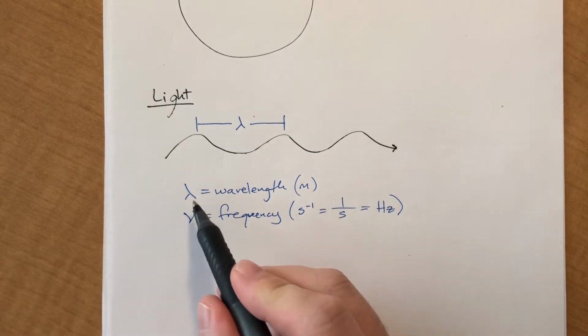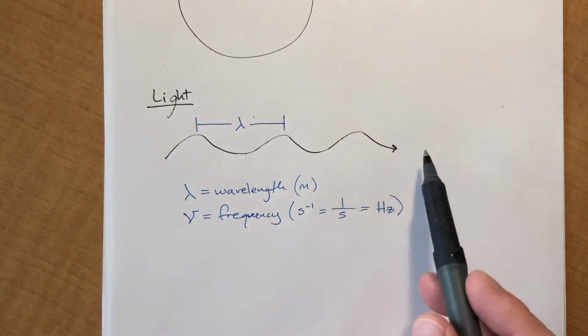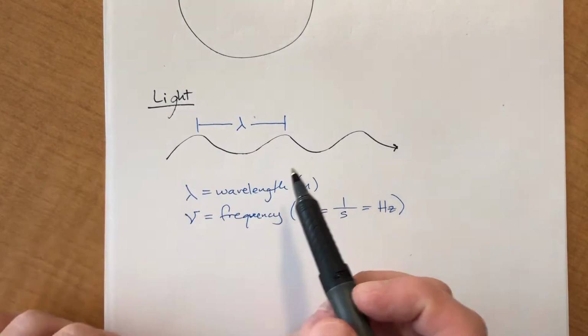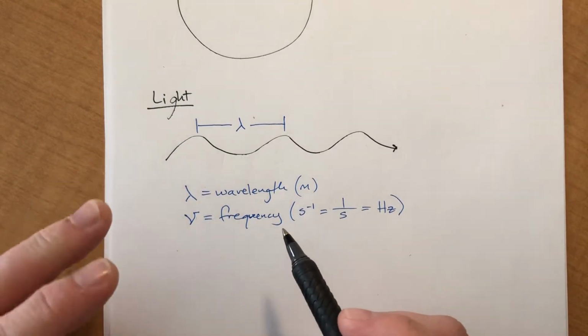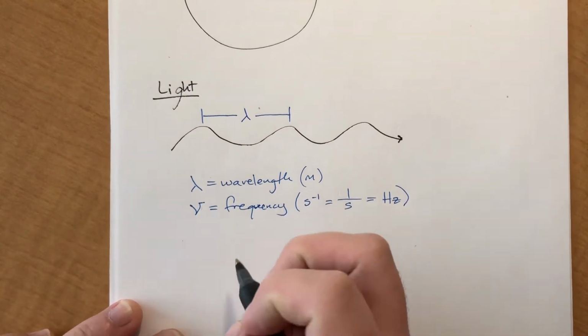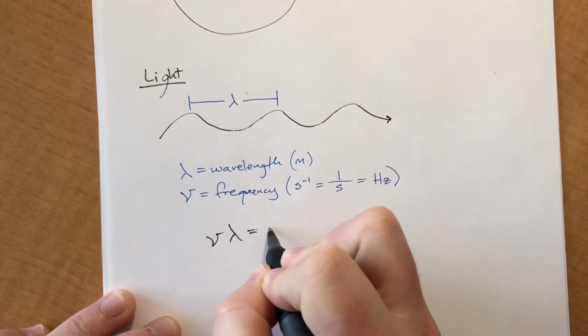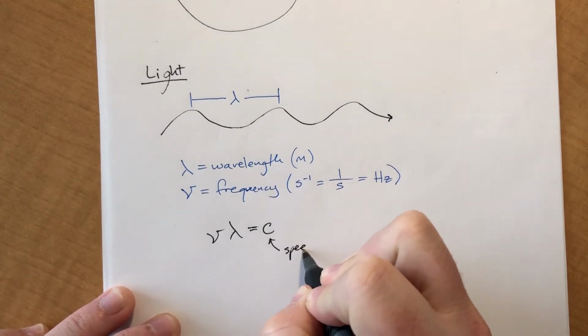So these two things are related. Because light travels at a constant speed, the more frequently the waves are coming by, that means they have to be closer together. And the farther the waves are apart, the less frequently they're going to be. So they're kind of inversely proportional. And it turns out that frequency times wavelength equals c. And c is the speed of light.